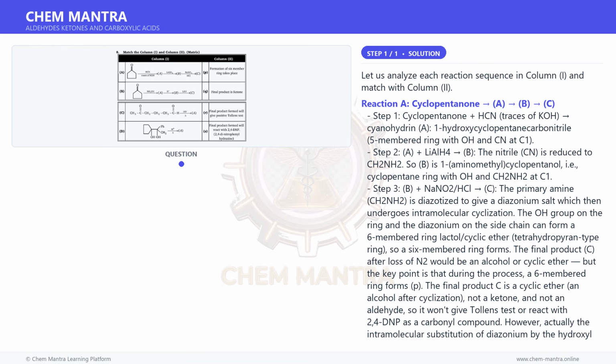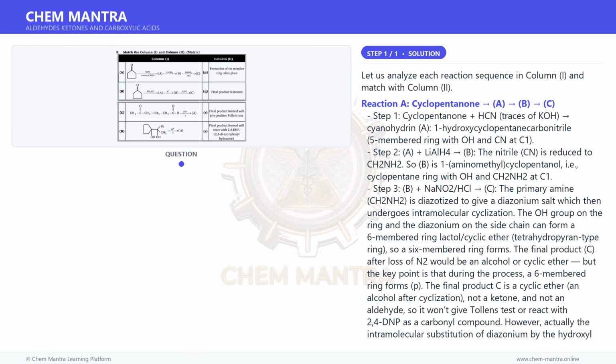The carbocation at the exocyclic carbon, CH2+, adjacent to the cyclopentane with OH can lead to a 1,2-hydride or alkyl shift, giving ring expansion to cyclohexanone. So, C is cyclohexanone. This means P, a 6-membered ring forms; Q, the final product is a ketone, cyclohexanone; S, cyclohexanone reacts with 2,4-DNP; R, cyclohexanone does not give Tollens test. So A matches P, Q, S.